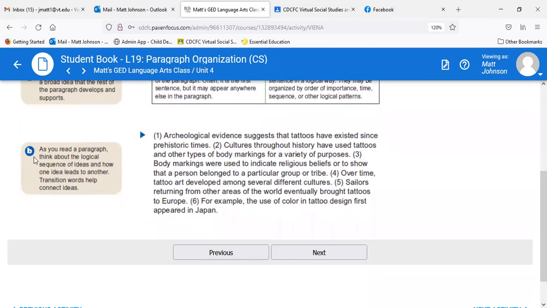So it says here, as you read a paragraph, think about the logical sequence of ideas and how one idea leads to another. Again, transition words help connect ideas. We see those several times here. Over time, right, showing the passage of time. For example, alerting the reader there at the end that we're giving a particular instance where tattoo design showed up.